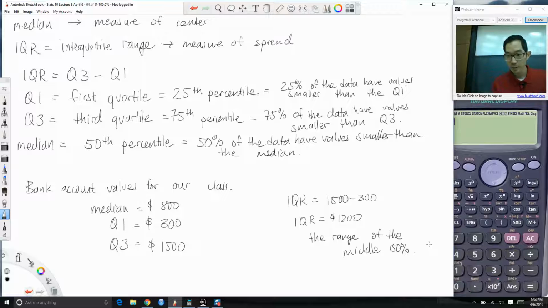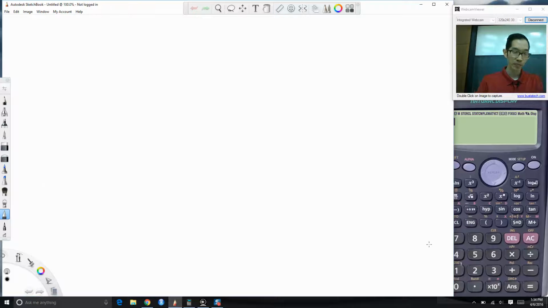Okay, so let's talk about, if I gave you a data set, can you figure out the quartiles and whatnot? We'll say finding the median and the quartiles, okay? All right, so let's pretend we have test scores.